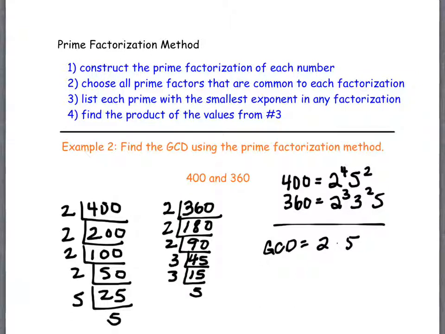Now, we're not done, because step 3 says to list the prime factor with the smallest exponent. So what is the smallest exponent on any of the 2's in the prime factorization? 3. There are at least 3 of them in each of these numbers, right? And what about 5's? There's 1 of them. And then we would write our answer by finding out what that value is. 2 to the 3rd is 8 times 5 is 40. So the GCD is 40.